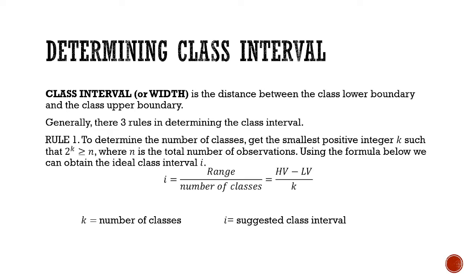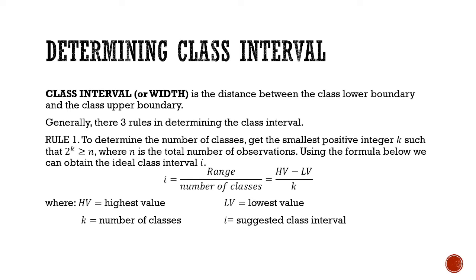Generally, there are three rules in determining the class interval. For rule 1, you just need to determine the number of classes and get the lowest positive integer k such that 2 raised to k is greater than or equal to n, where n is the total number of observations. Using the formula below, we can obtain the class interval.